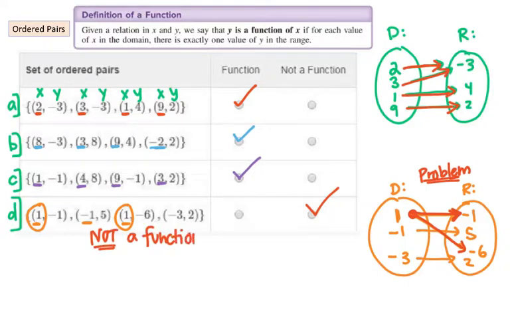So when you have ordered pairs, if you want to shortcut it, just look and make sure that all the inputs are different. If all the inputs are different, then quickly you can say it's a function. If you have inputs that are the same and they are going to two different outputs, you can directly say, no, it's not a function.